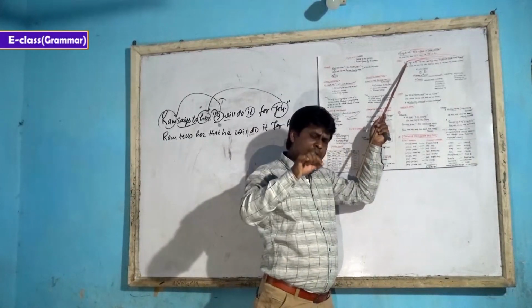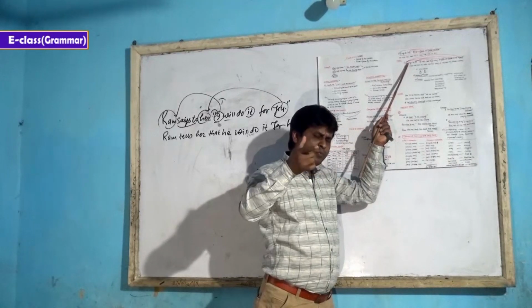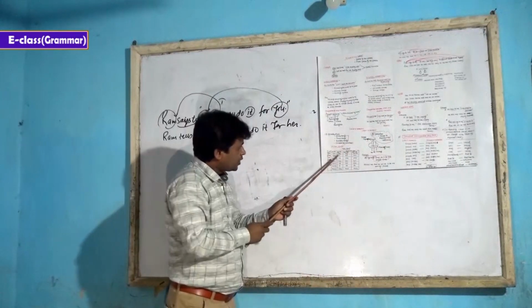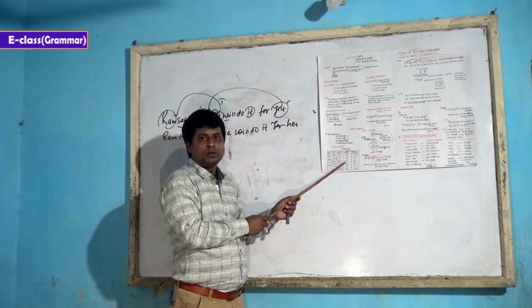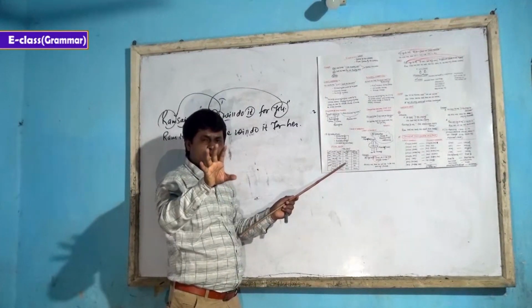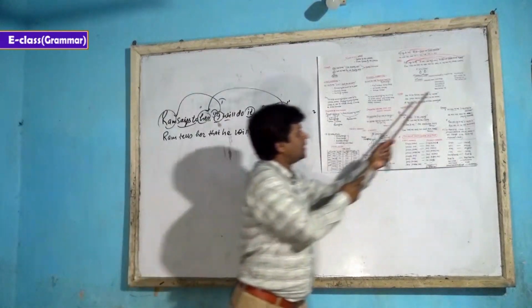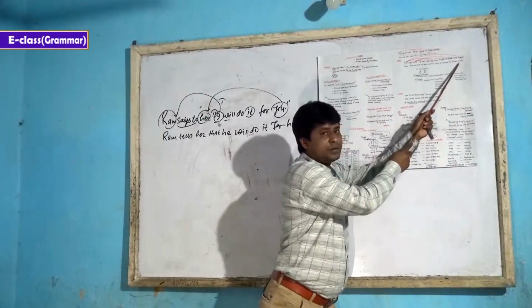And what's the pronoun for him? He. And what's the possessive one of he? Let's see here. He, him, his. The possessive one of he is his. So what should be here? Himself? No.